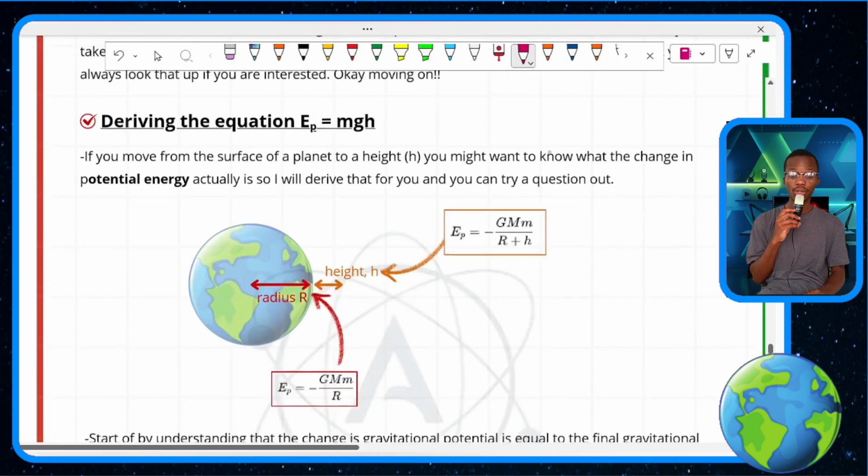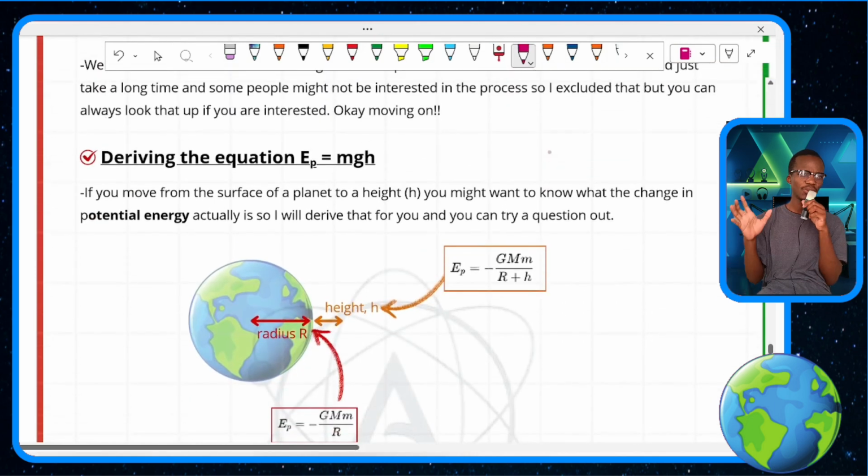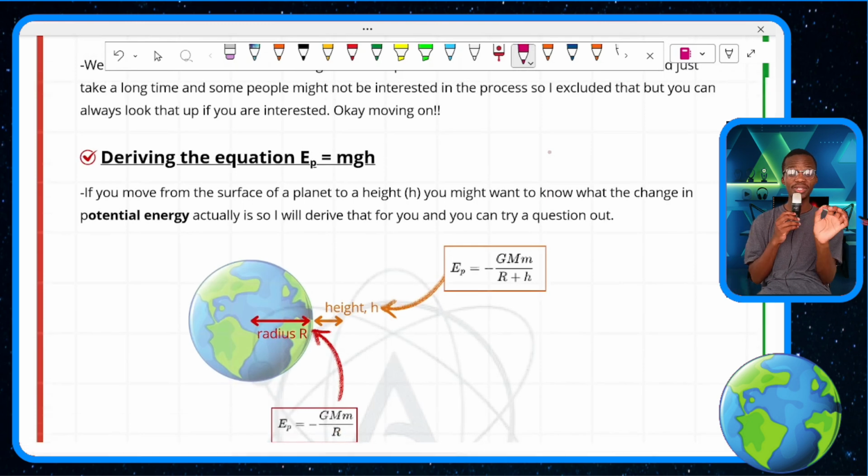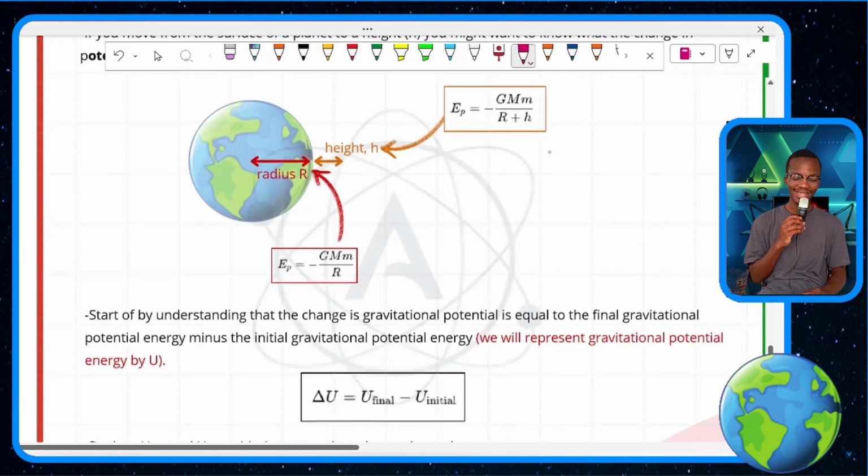We now need to derive an equation that we have seen every single day. And we're like, hey, gravitational potential energy is mgh. So if you didn't understand where it even comes from, and you're curious to understand why that's true, welcome to this video, and we're going to explore that together.